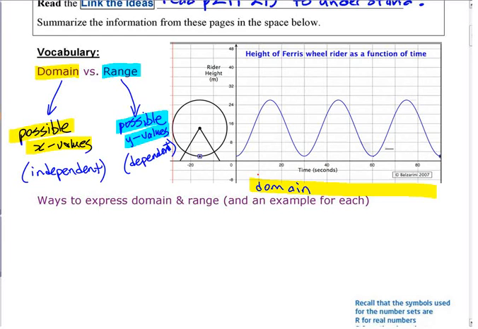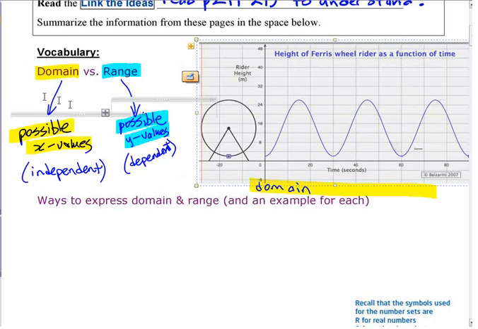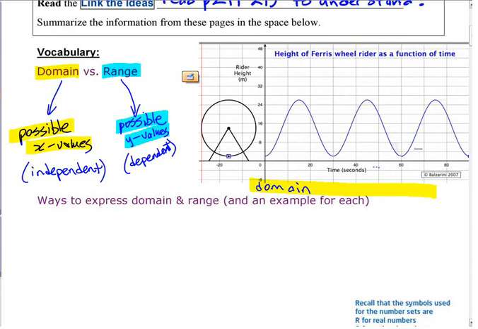So the domain in this situation is whatever values are possible for the independent variable. What's the independent variable here? It's time, right? What's the dependent variable here? Height, right? So we're looking at the range up here.